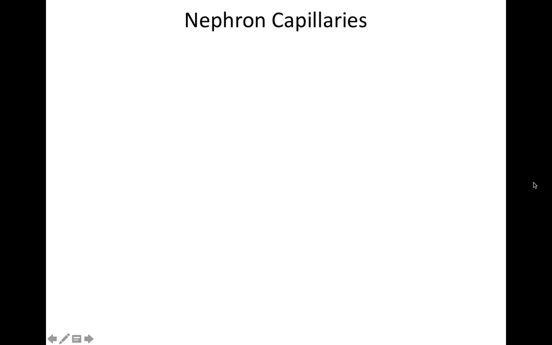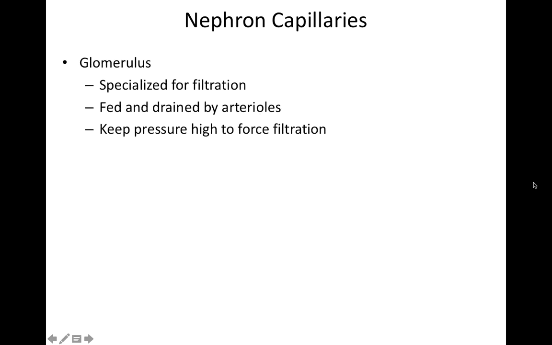The three sets of capillaries that we've talked about: the glomerulus, specialized for filtration. In order to drive only filtration, it is both fed and drained by arterioles. If you want to think arterial, it's in the arterial blood system, which means it has pressure. So we don't want reabsorption to occur right here. All our job is to filter. So in order to maintain filtering only, we have to maintain very high pressure.